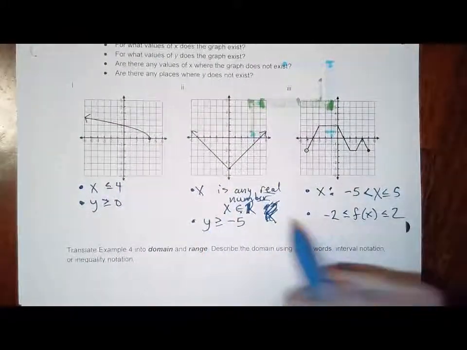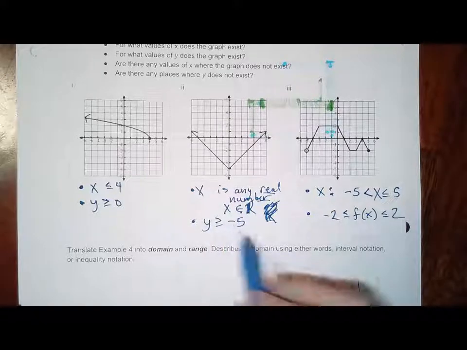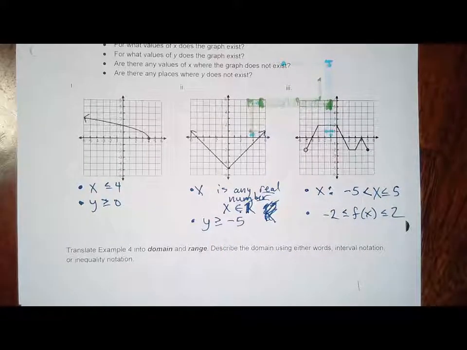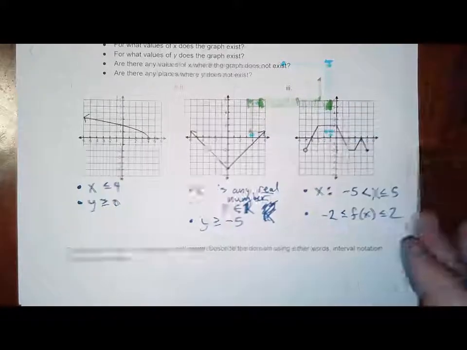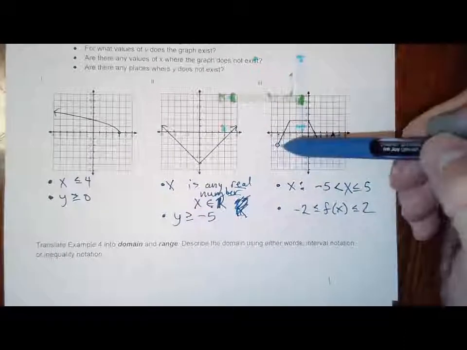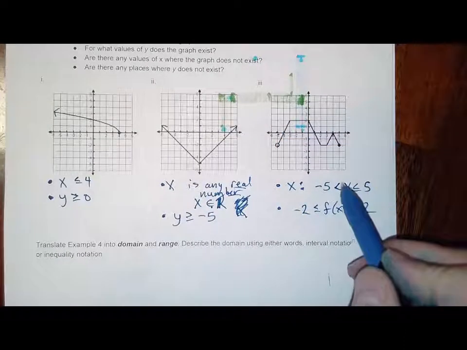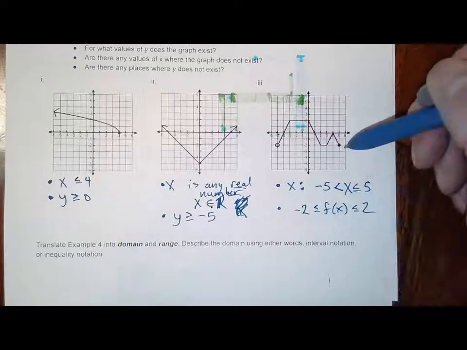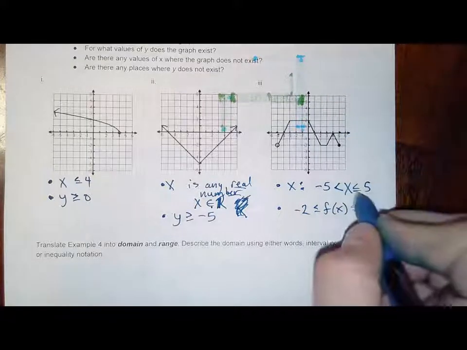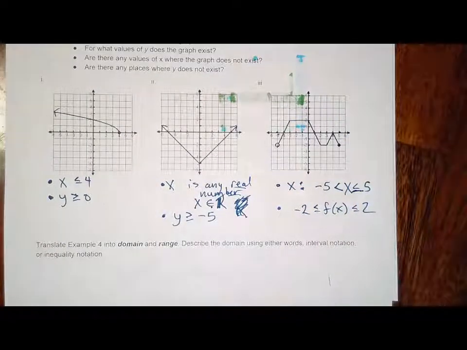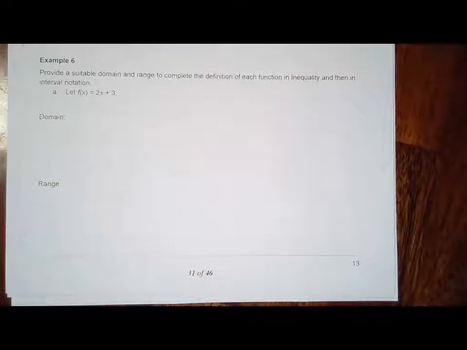So y for the range is greater than or equal to -5. Over here, I just want to make sure I commented on the third graph. Notice the open circle at -5, and that's why I use the less than sign. The filled in circle at +5, that's why I get the equal to sign. Okay, I'm going to go on to page 31.